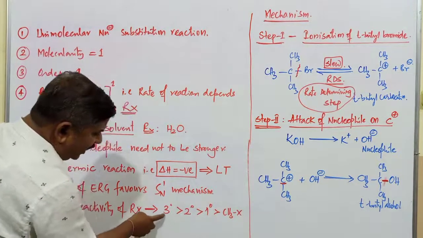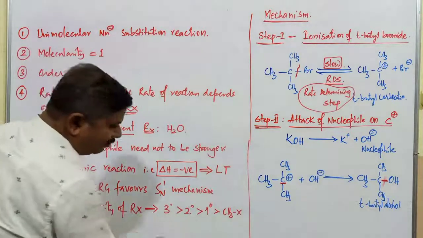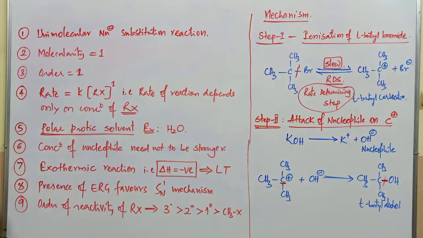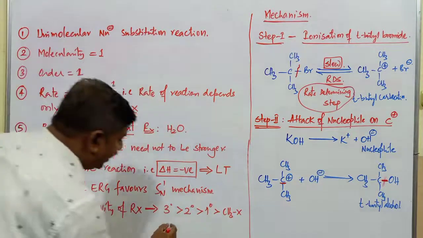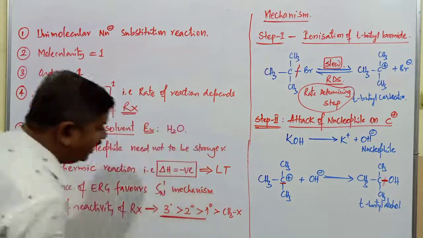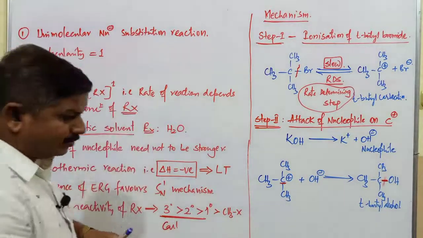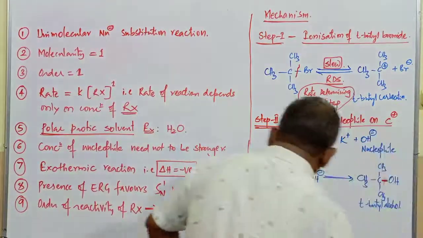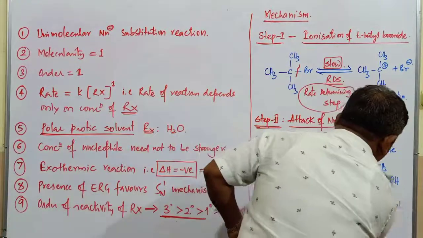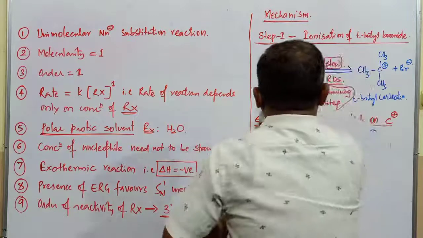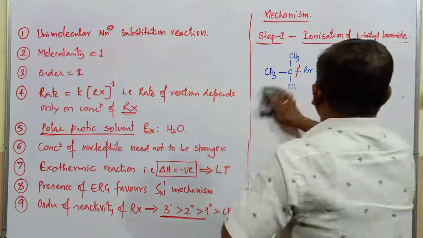3 degree alkyl halide undergoes SN1 reaction very easily compared to 2 degree. 2 degree undergoes very easily compared to 1 degree. What is the main reason for this? In case of 3 degree, 2 degree, 1 degree, formation of carbocation takes place. Probably it is not clear here, so I'll mention it. Because of that, formation of carbocation takes place in this reaction in the first step. Just now I have explained.